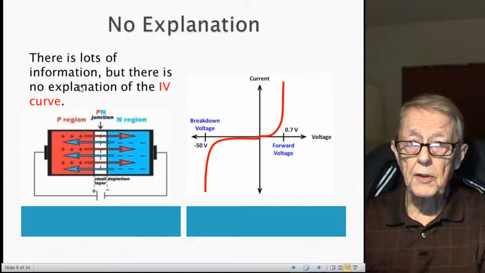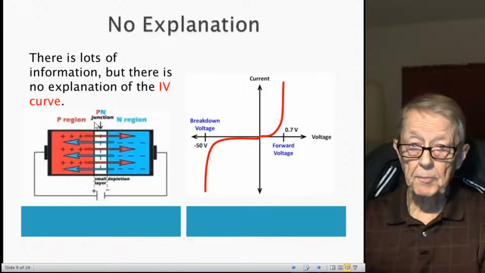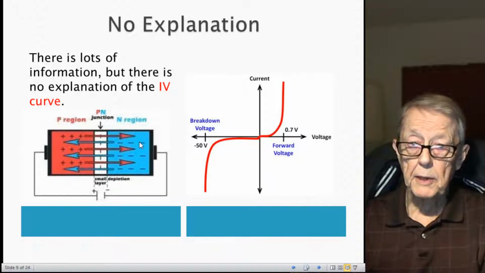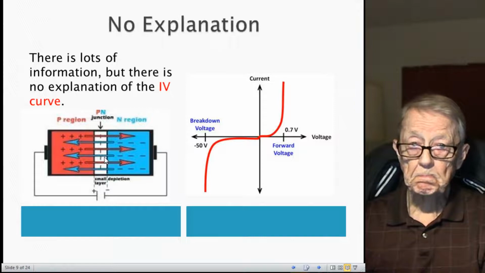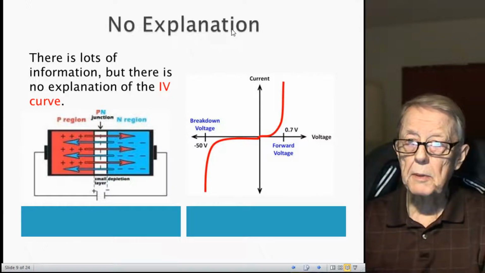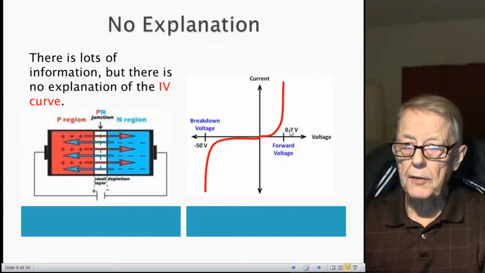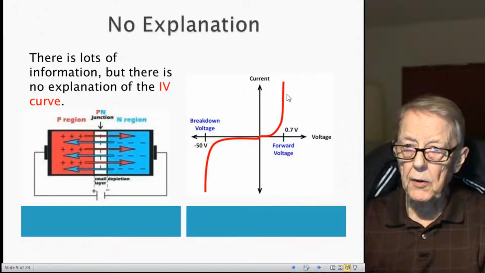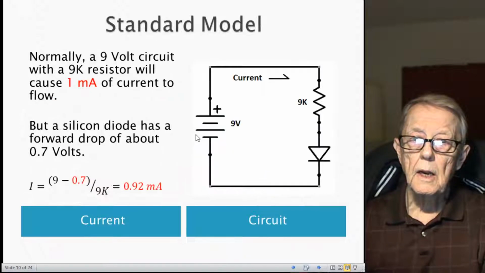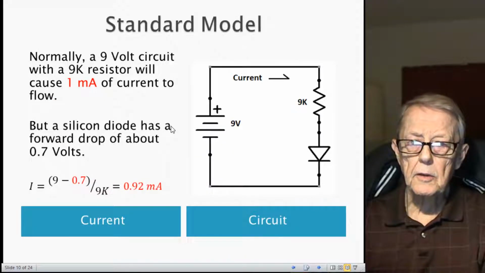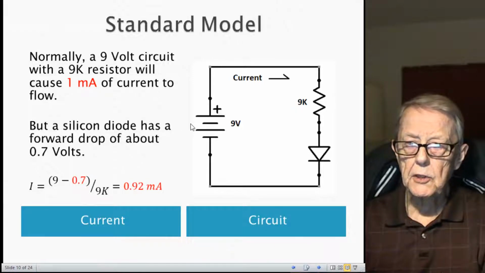Well, you can go to the internet and look anywhere you want. There's lots of information about the diode. We have nice pictures. They have voltage waveforms. They have equations. No explanation as to why this curve, the diode, behaves this way. Okay, so we're going to talk a little bit about this to get a proper idea to compare the standard model with the particle model.